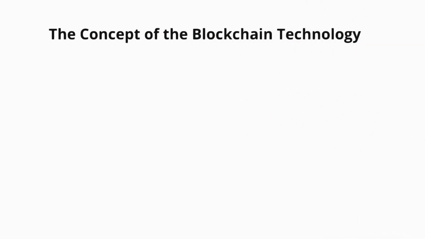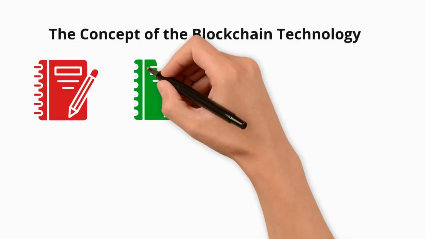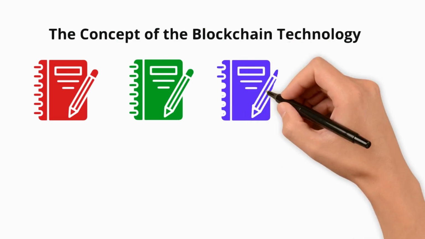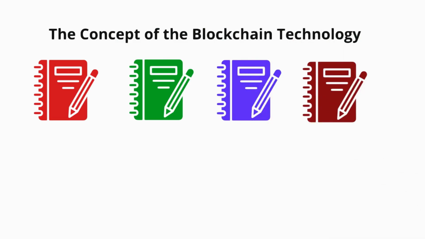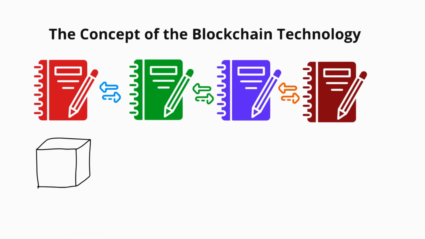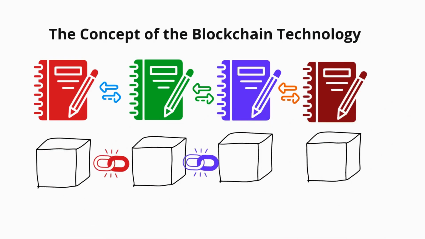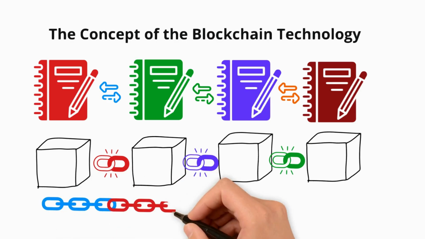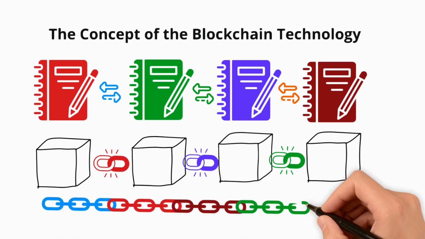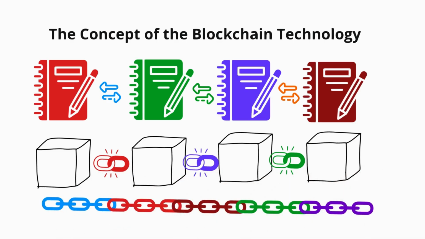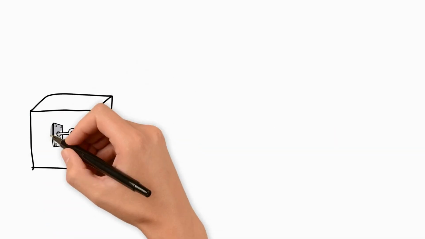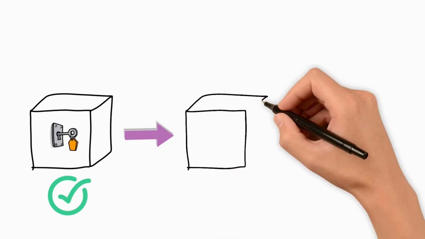Blockchain is like a digital ledger, just like a notebook for recording transactions. But instead of one person holding the notebook, many people have copies of it. Each page in this notebook is called a block. When a page is full, it gets locked and linked to the next page, forming a chain. This makes it a blockchain. The cool thing is, once a page is written and locked, it can't be changed. This keeps the information safe and trustworthy.